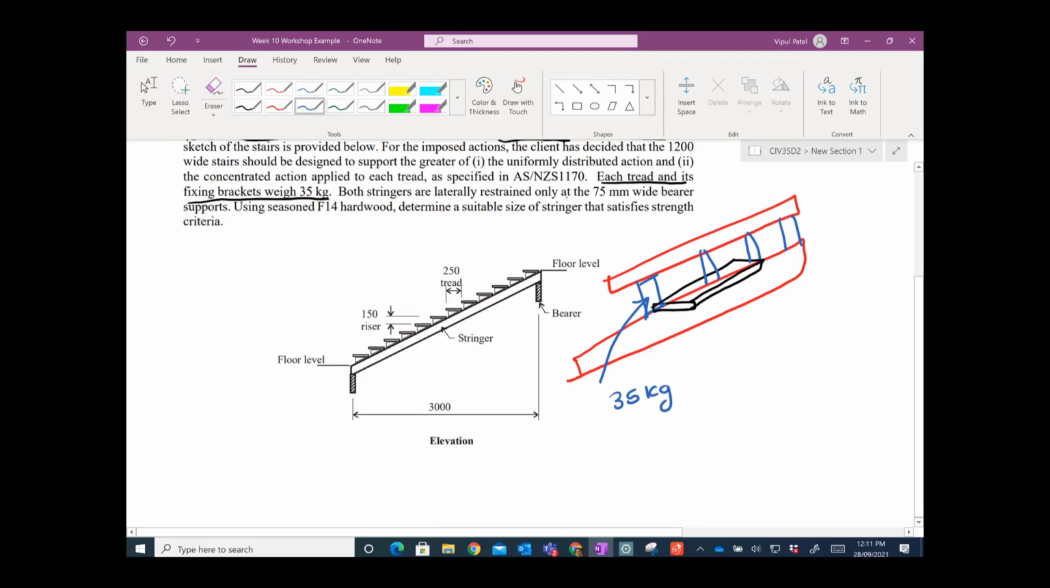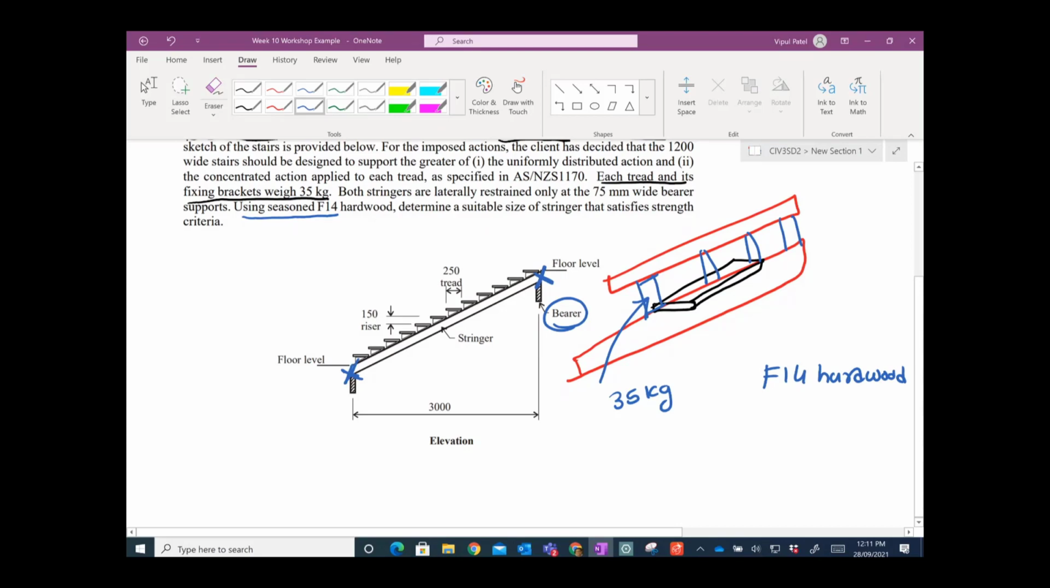Both stringers are laterally restrained only at a 75 millimeter wide bearer. So you have lateral restraints only in here, right? That is attached with the bearer. We need to use F14 hardwood.